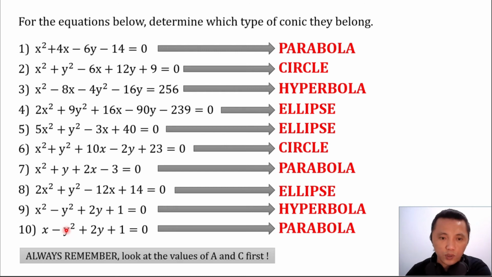All you have to do is look at the values of a and c first. So it's just x squared and y squared. Again, if these are equal, circle. If only x squared or y squared is present, parabola. If both are present but different in value with the same signs, that is an ellipse. Different signs, you have a hyperbola.